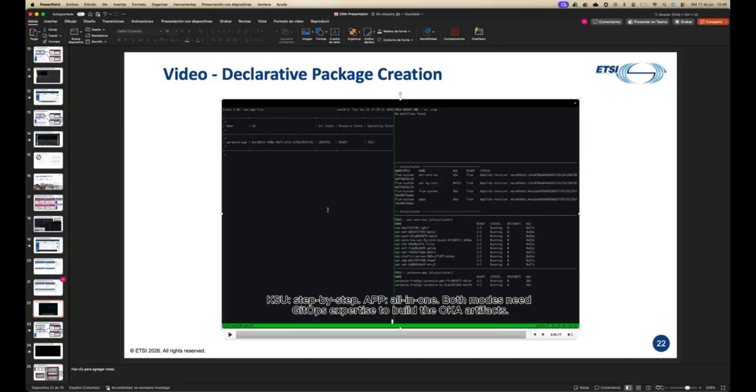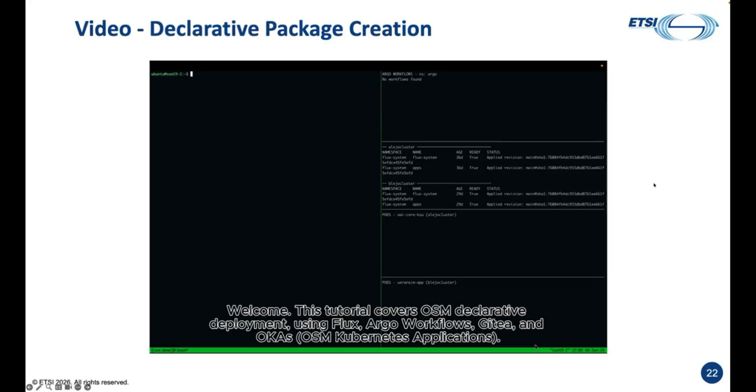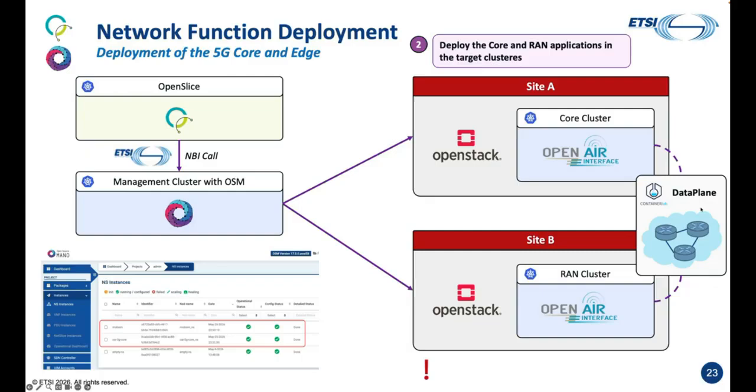So let me keep the presentation here. This is just the final part. After showing you these declarative capabilities and these new features that we are introducing, this is just to close the full picture. So now that you have that on OSM, you can deploy that using OSM, or you can deploy that using OpenSlice.